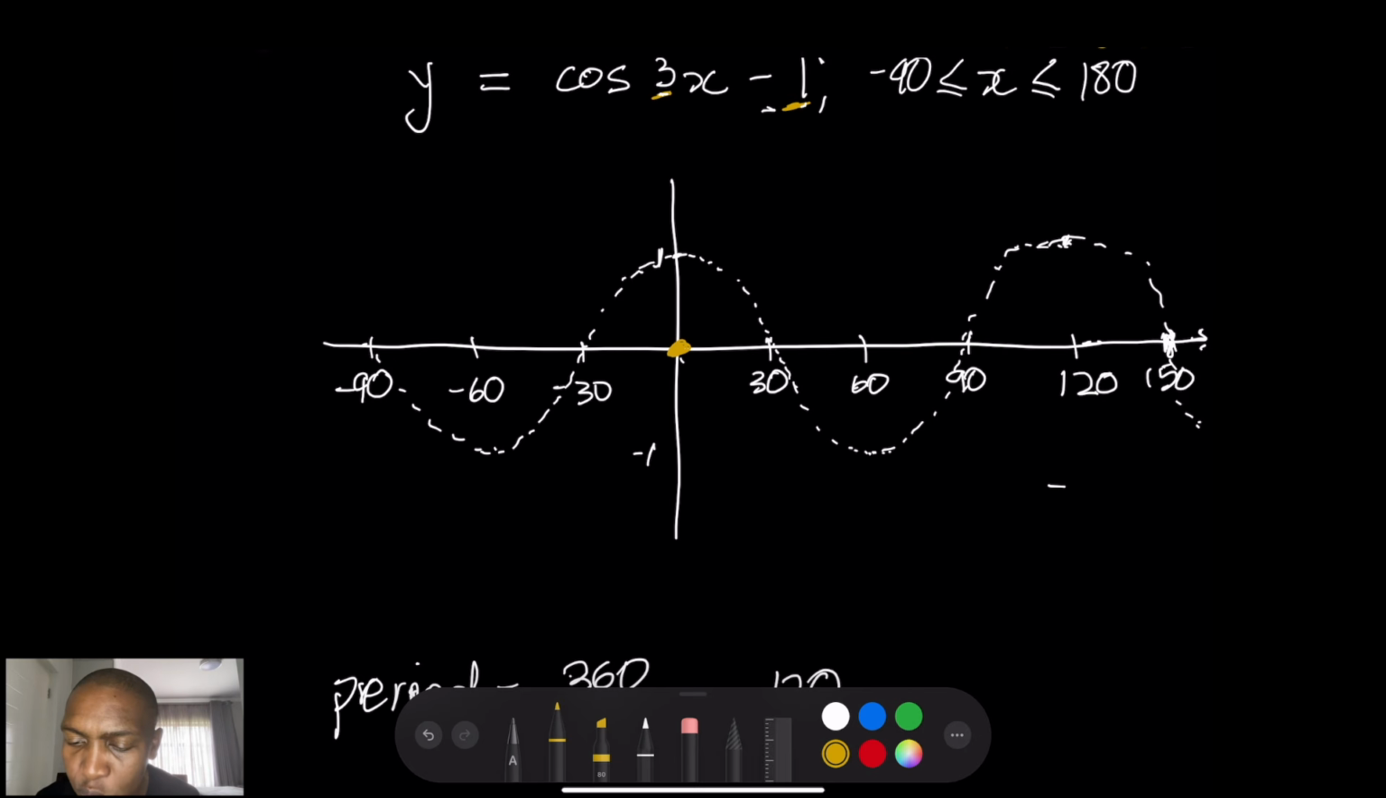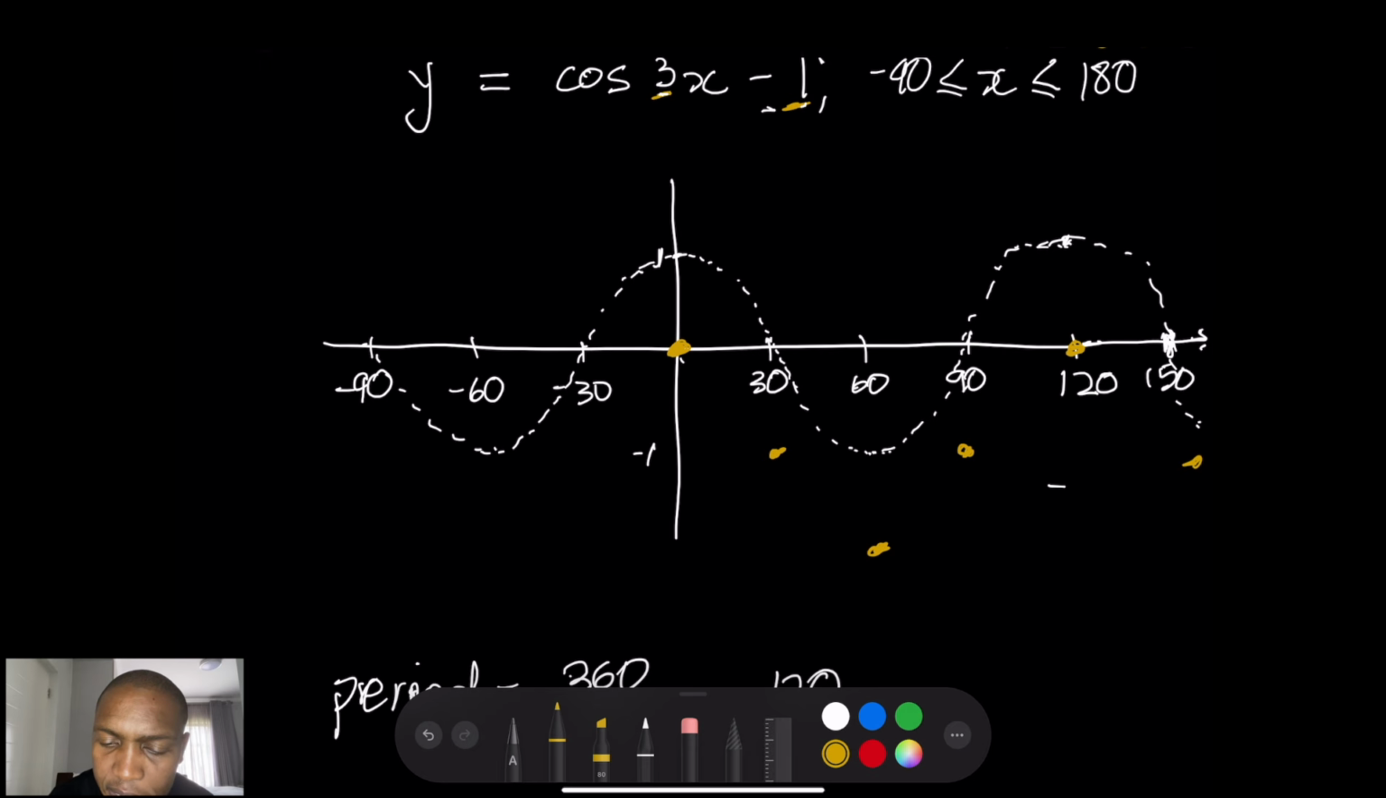Where it's 0, it's going to be minus 1. Where it's minus 1, it's going to be minus 2. And where it is 0 again, I'd have minus 1. And where it is 1, it would be 0. I'm sure you get the point, right?